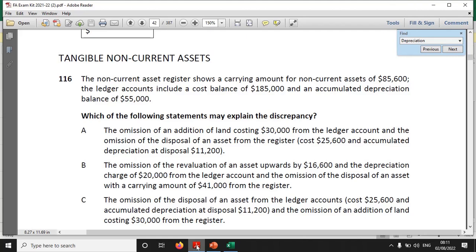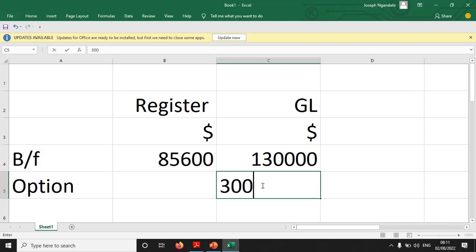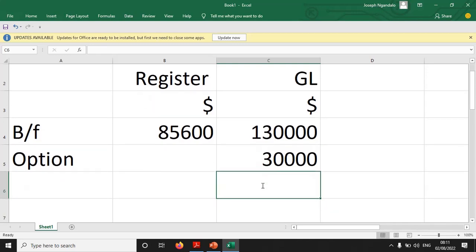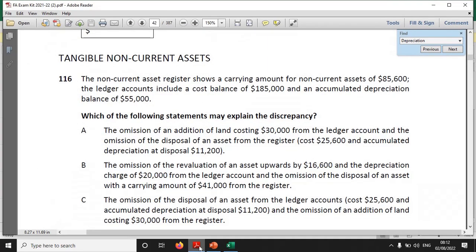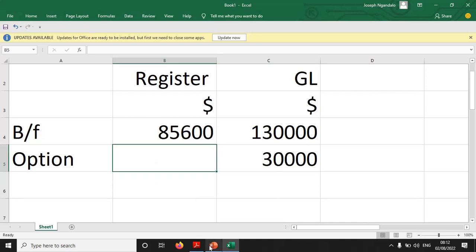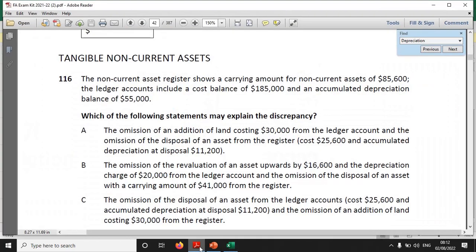Let us go and add that land in the general ledger. So you put a 30,000 here, meaning that there you're going to have a 160. Then you bring in the other thought. We are told for the register, there's an asset with a cost of 25,600 and accumulated depreciation of 11,200. This particular asset was disposed. So 25,600 minus 11,200, from the register.